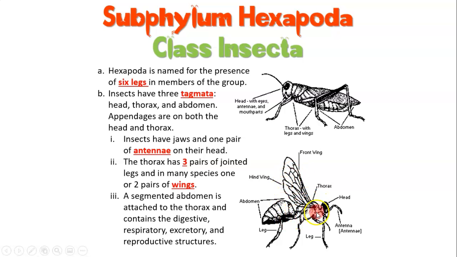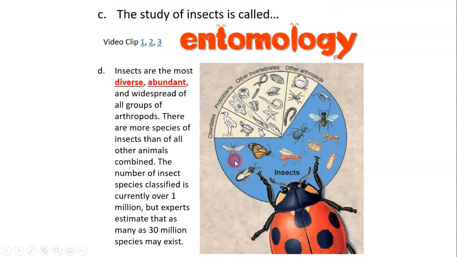This segment that you see right here, it's very exaggerated in a wasp. This is the thorax, and this is the head with the antenna and the mouth parts. And then you can see the 6 jointed legs. In the grasshopper, we have head, we have thorax, we have abdomen segmented, wings, 6 legs, antenna, and eyes. Now, the study of insects is called entomology, and I have some video clips here for you.